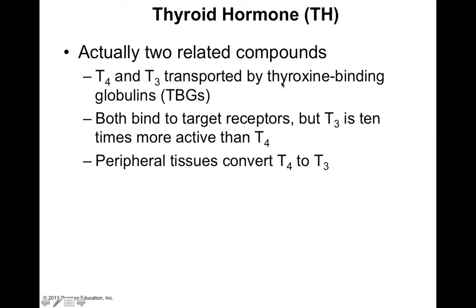In fact, it's these thyroxine binding globulins that actually transport T4 and T3 to peripheral tissues away from the thyroid gland. Now, the difference between T4 and T3 is not just their structure, but that T3 is actually the most potent or active form of thyroid hormone. So T3 is actually 10 times more active than T4. And what's interesting is that T4 can be converted to T3 in peripheral tissues by various enzymes.